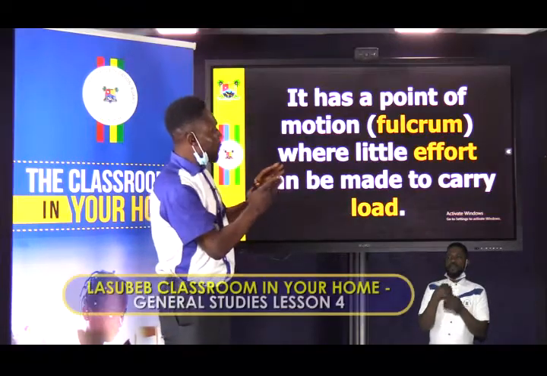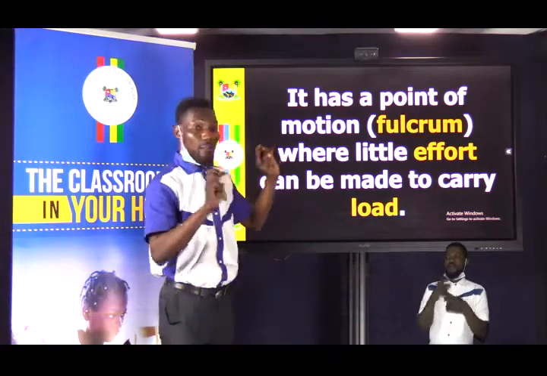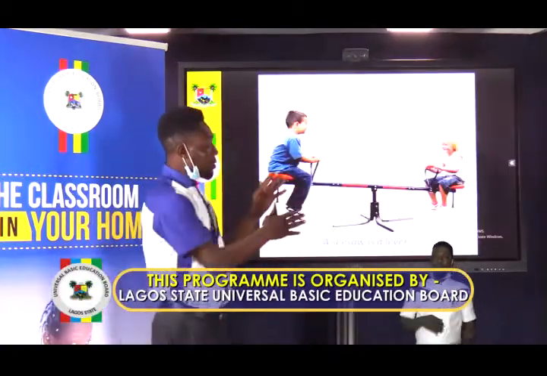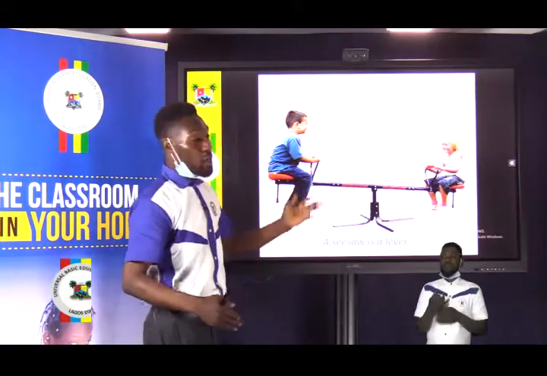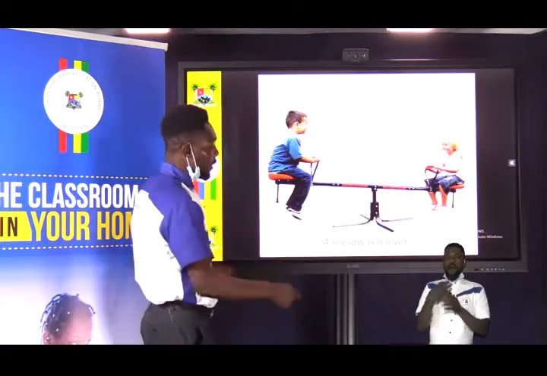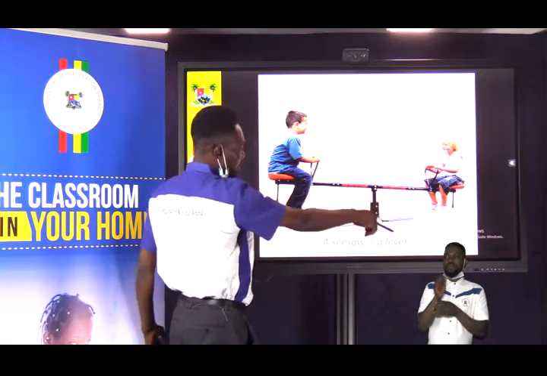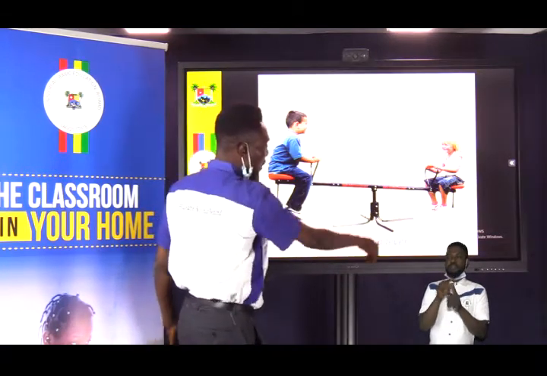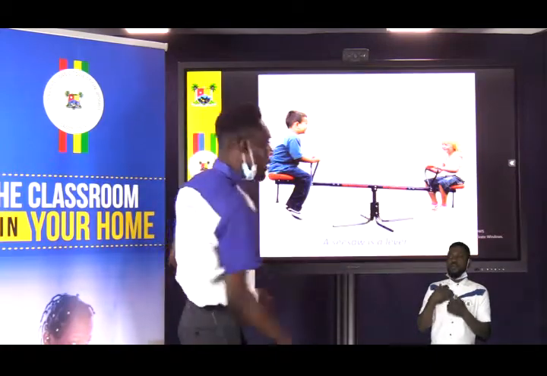And we also have effort, that's another position. And we also have load. Those are the 3 positions. Now, in some of the instruments that we use at home, we have a typical example of a lever. Look at this. This is a seesaw. And this point here, what do you think is called? I've said it. This is the fulcrum, and we have our load and effort.